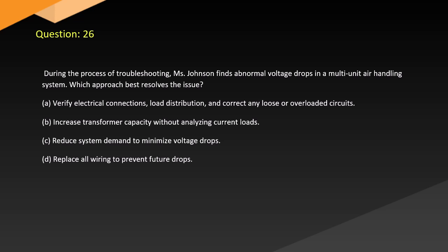Question 26. During the process of troubleshooting, Johnson finds abnormal voltage drops in a multi-unit air handling system. Which approach best resolves the issue? A. Verify electrical connections, load distribution, and correct any loose or overloaded circuits. B. Increase transformer capacity without analyzing current loads. C. Reduce system demand to minimize voltage drops. D. Replace all wiring to prevent future drops.